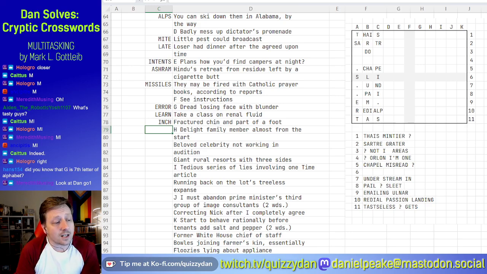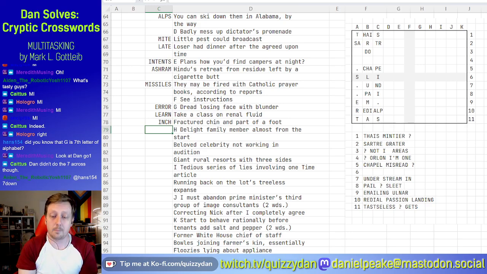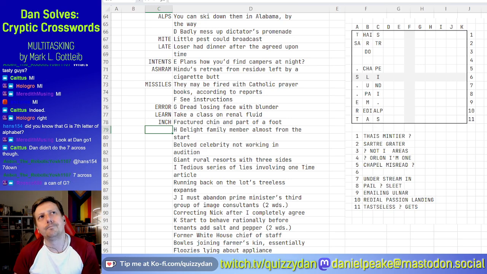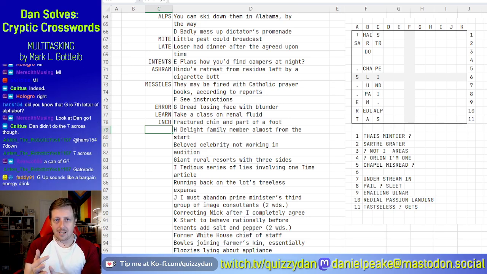So, I mean, if this was the 7th column, I would have gone, well, what are these clues? Well, if this is 7 up, this is 7 down. But it is not. So instead, I have the alternative. Spite a shame. I have the alternative. Delight family member almost from the start. Delight family member almost from the start.